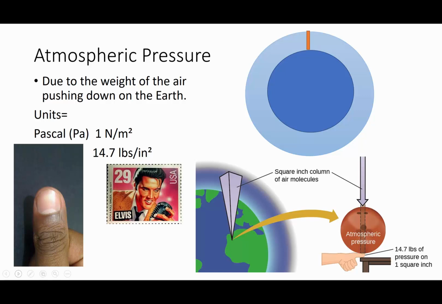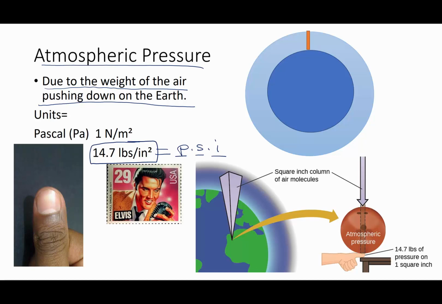Now, what produces the atmospheric pressure? Atmospheric pressure is produced due to the weight of the air pushing down on the earth. So another common unit of pressure is called pounds per square inch. At sea level, standard atmospheric pressure is 14.7 pounds per square inch, also abbreviated PSI for pounds per square inch.